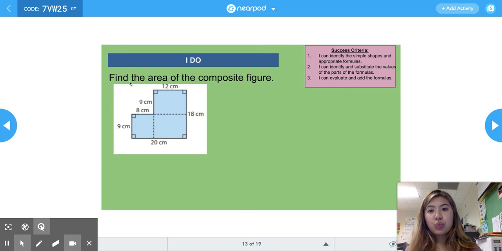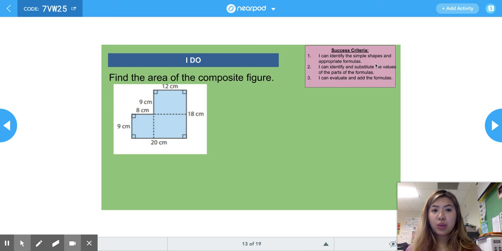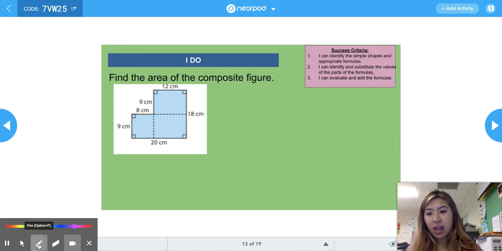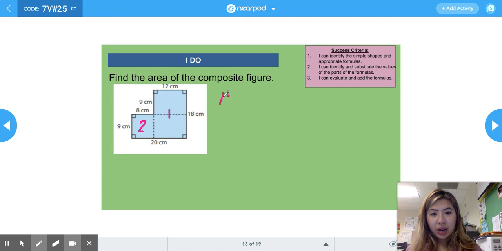This next we have to still find the area of the composite figure with the same success criteria. As you can see, there are 3 smaller rectangles. I'm actually going to break it up into one bigger rectangle on the right and then one smaller rectangle on the left. So I'm going to number them. I'm going to say this is 1 and this is 2. And then I have to find the area of rectangle 1. I'm just going to simplify it to R1.